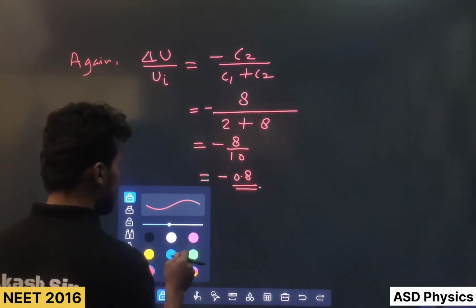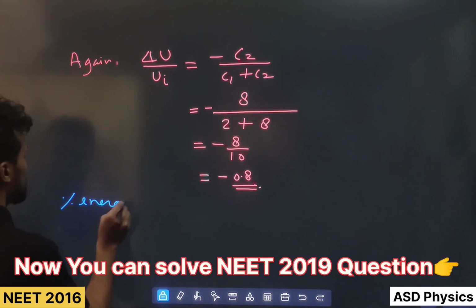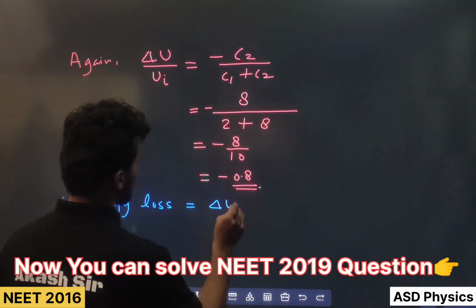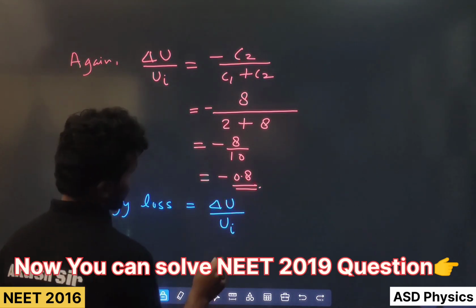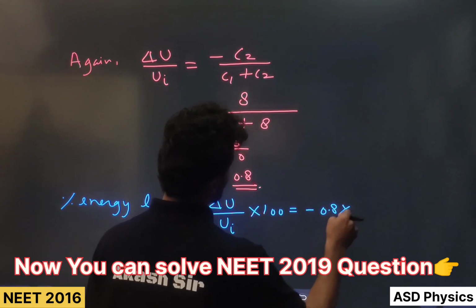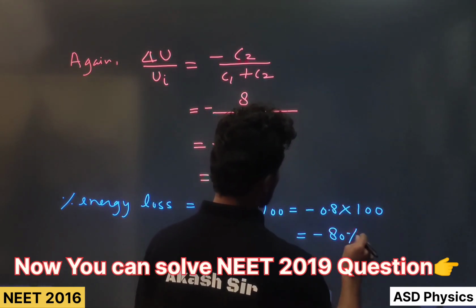If we have to calculate the percentage energy loss, anything they may ask in a question, then percentage energy loss is delta U by U initial into 100. That means minus 0.8 into 100, which is minus 80%.